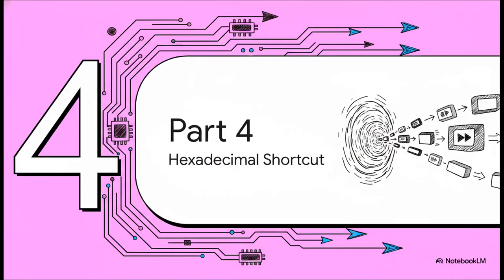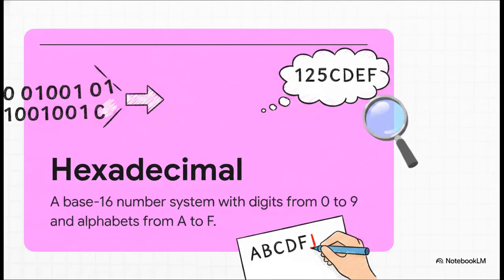But we didn't stop there. Moving on to part 4, hexadecimal, the super shortcut. You see, as computers got faster and way smarter, even that octal shortcut wasn't cutting it anymore. The codes were still getting way too long. So they invented the ultimate modern shortcut, hexadecimal. It's an amazing base 16 system, and it squishes binary code down even further.